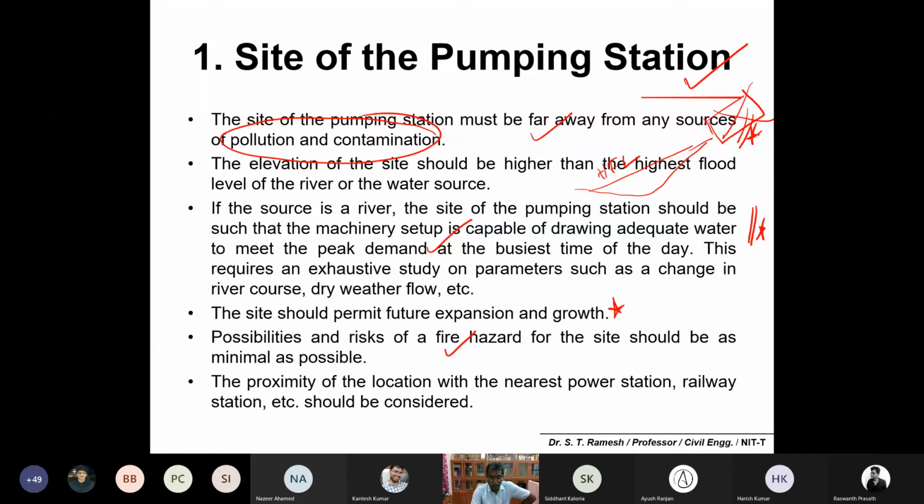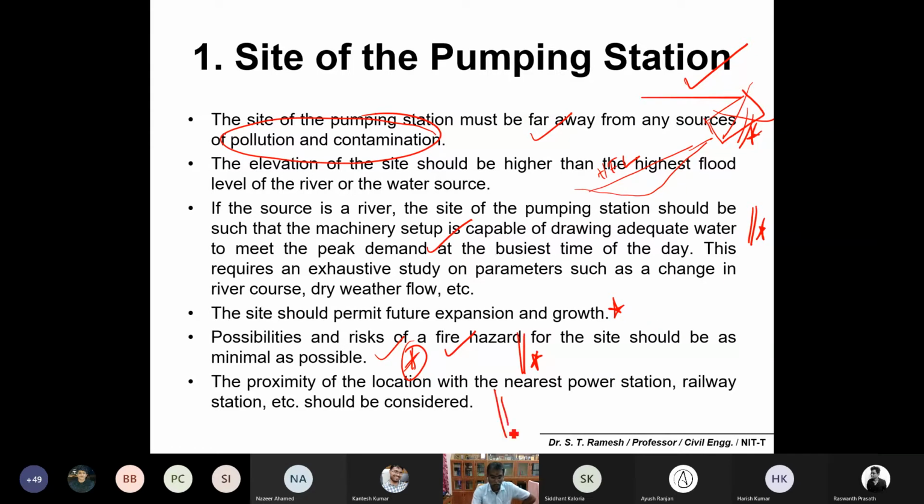Because the site contains a lot of pumps and pump operation, the possibilities and risk of fire hazards should be as minimal as possible. Near the pumping station there may be a lot of pumping operations, separate electricity transformers, and dedicated power supply lines. They should not have any problems with fire hazards. Imagine if there is any problem in a pumping station, it totally affects your water supply system.